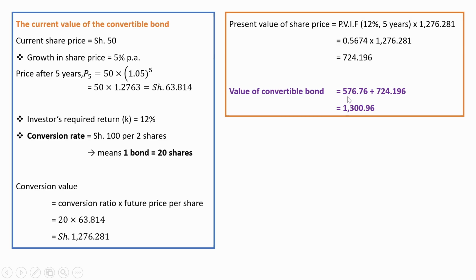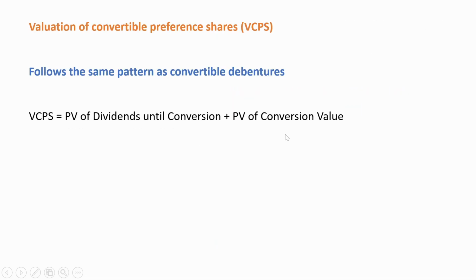So the conversion value, add this one to the present value of interest, which we had calculated before, and we found it to be 576.76. So add the present value of the interest to the present value of the conversion value. That will give you the current value of the convertible bond, which is 1300.96. So that is the answer for the second part of the question. And this is the end of the lesson.